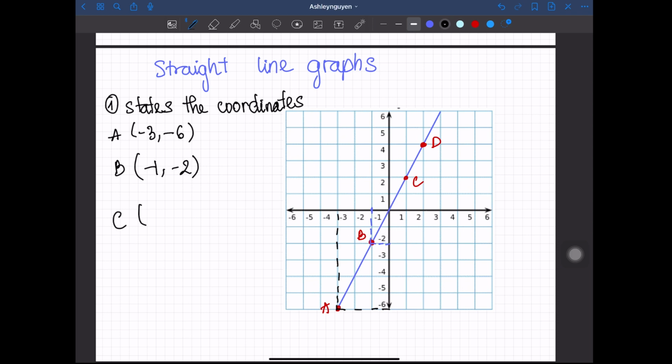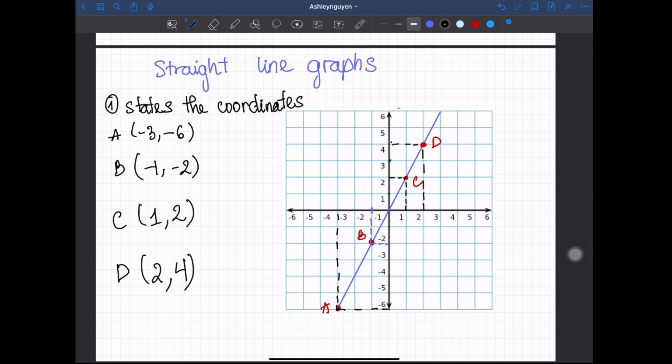C has the x coordinate as positive 1 and the y coordinate as positive 2, and the last point D has the x coordinate at 2 and the y coordinate as 1, 2, 3, 4 units up the vertical line, so it would be positive 4. So I have finished the coordinates of the 4 points A, B, C, D on this straight line.